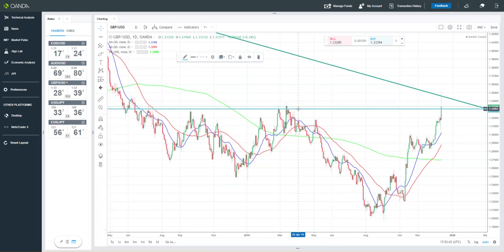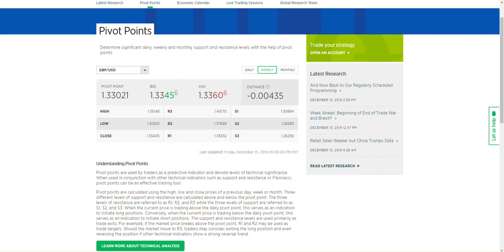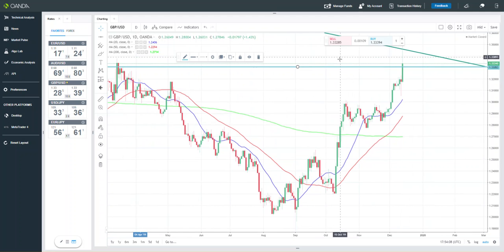Let's just go ahead and place that. Right in that area. It's not quite exact. Let me zoom in a little bit more. Okay, that's our pivot. And let's go ahead and set R1, 1.3553. So not too much higher.